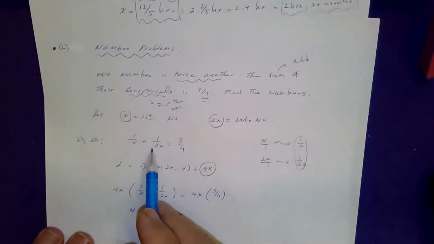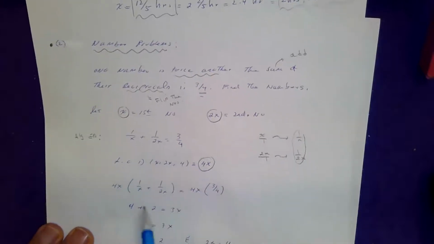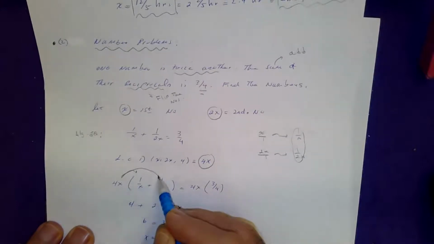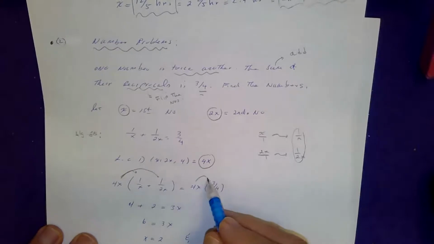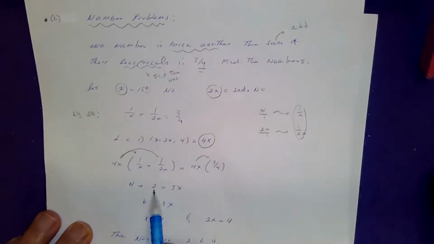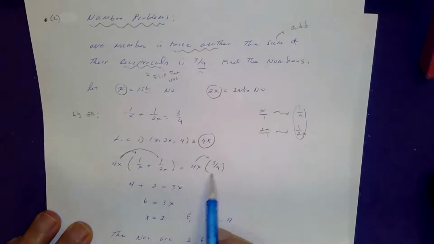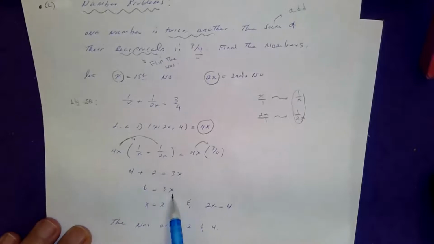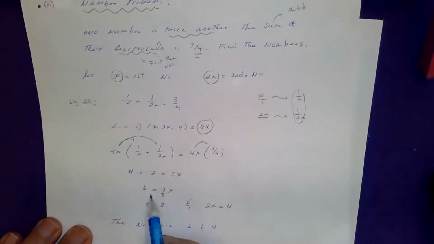You multiply both sides of this equation by 4x. Then you distribute what? The LCD to remove the what? Parentheses. On this side, you get 4 plus 2. On that side, the 4's cancel, you get 3x. 6 is equal to 3x. Divide both sides by 3. X is equal to 2.